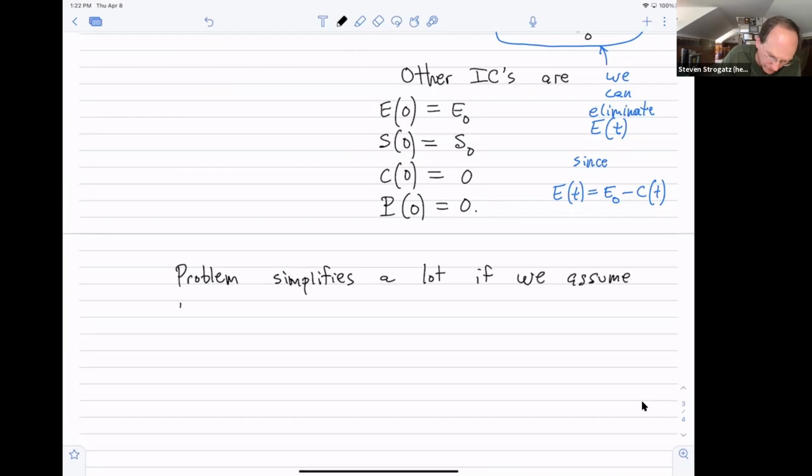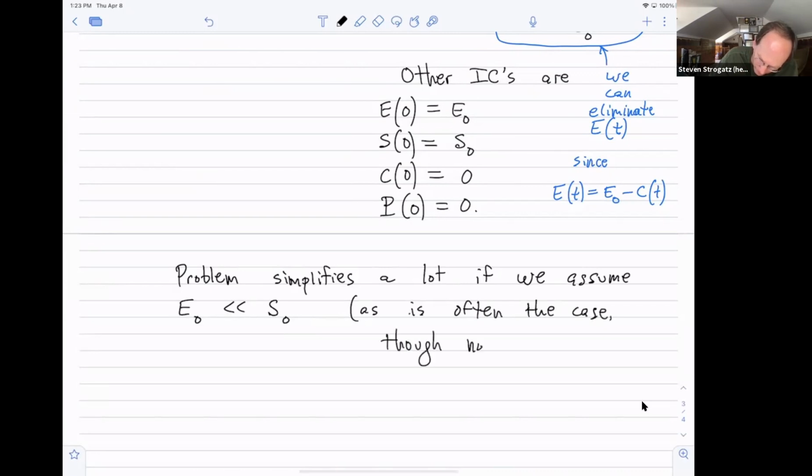if we assume that E0, the initial concentration of enzyme, is very small compared to S0, the concentration of substrate initially, as is often the case in real life, though not always. But we'll assume it's the case for our analysis here.